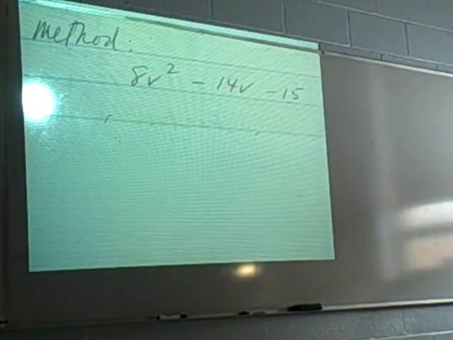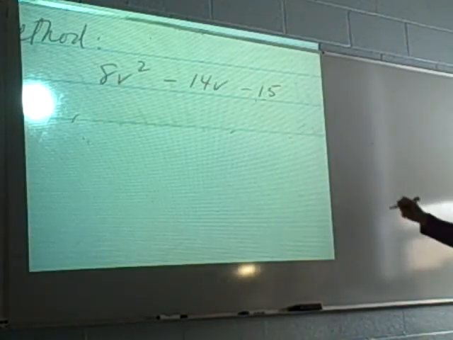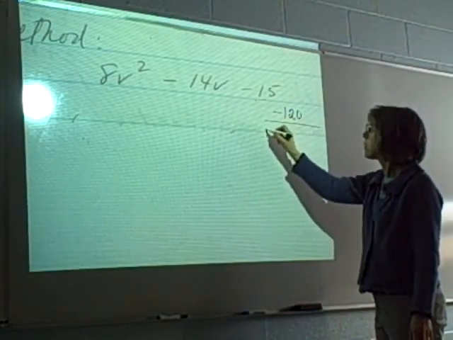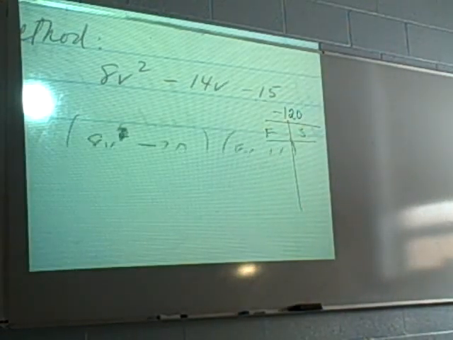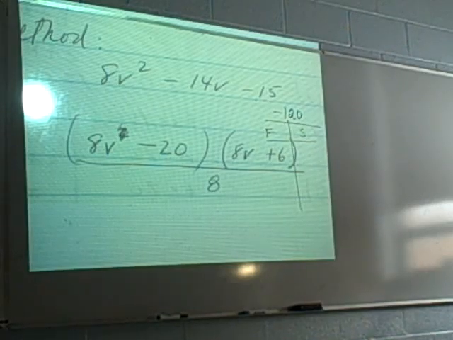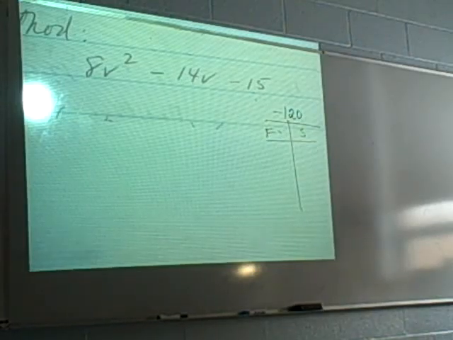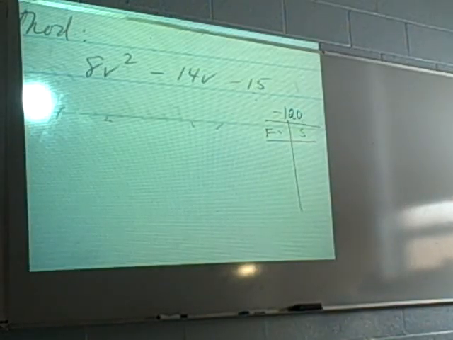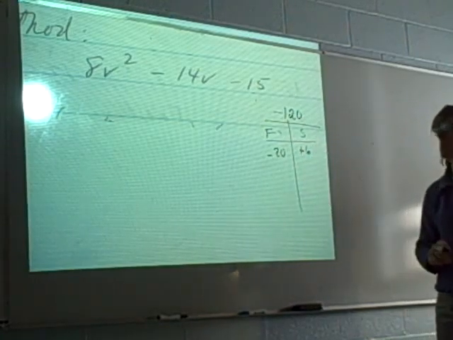So, again, we have to do what? We have to multiply the first and the third term, 8 times negative 15, which is going to be negative 120. And then I need to know the factors of negative 120 that will combine to negative 14. I believe they are going to be negative 20 and a positive 6.